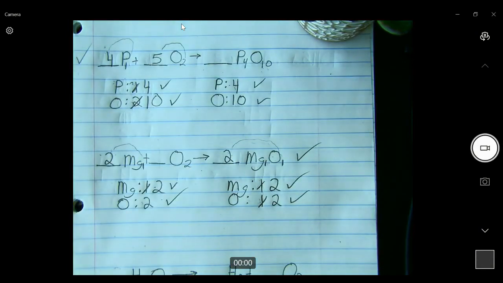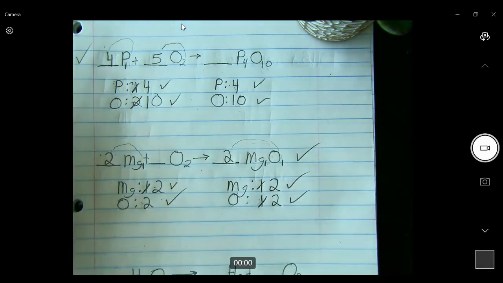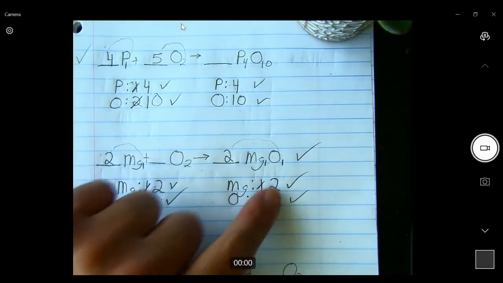And remember, this is all because nothing goes away in a reaction. It just gets rearranged, right? It doesn't disappear, and it isn't destroyed or created. It's just rearranged. So whatever you start off with, you have to end, right? 2 and 2, 2 and 2.